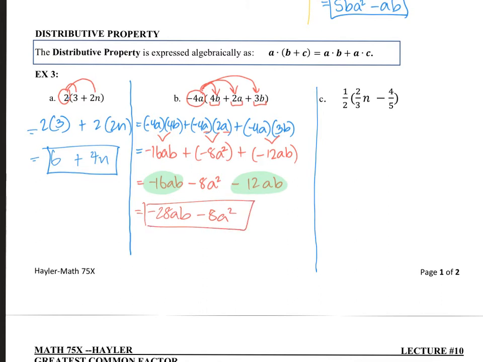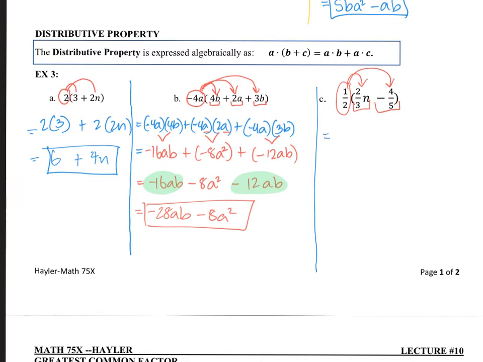Okay, go ahead and see if you can distribute for part C. Alright, so what are we distributing? Well, we're distributing the half. And we're just distributing it twice. And remember, that's a negative 4 over 5, so please remember to include that negative.